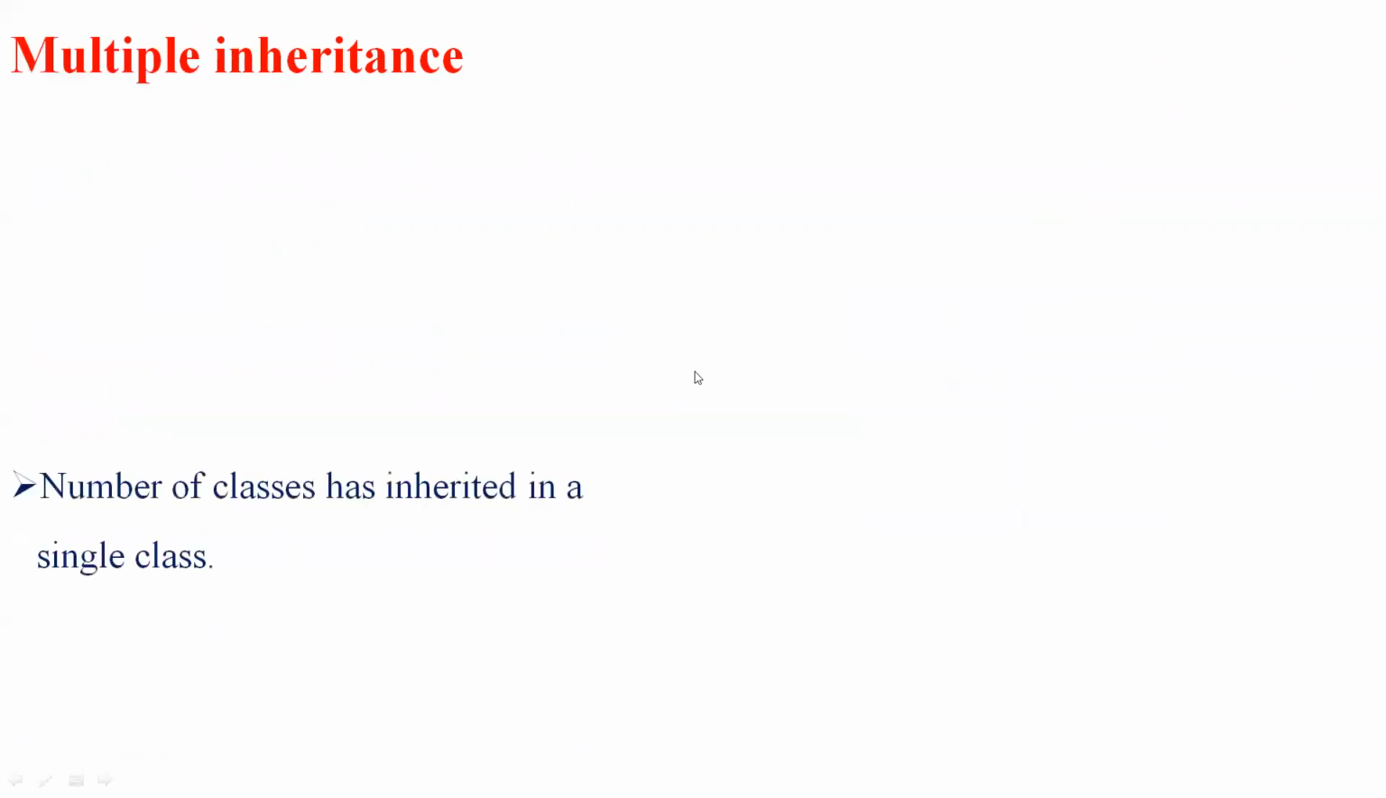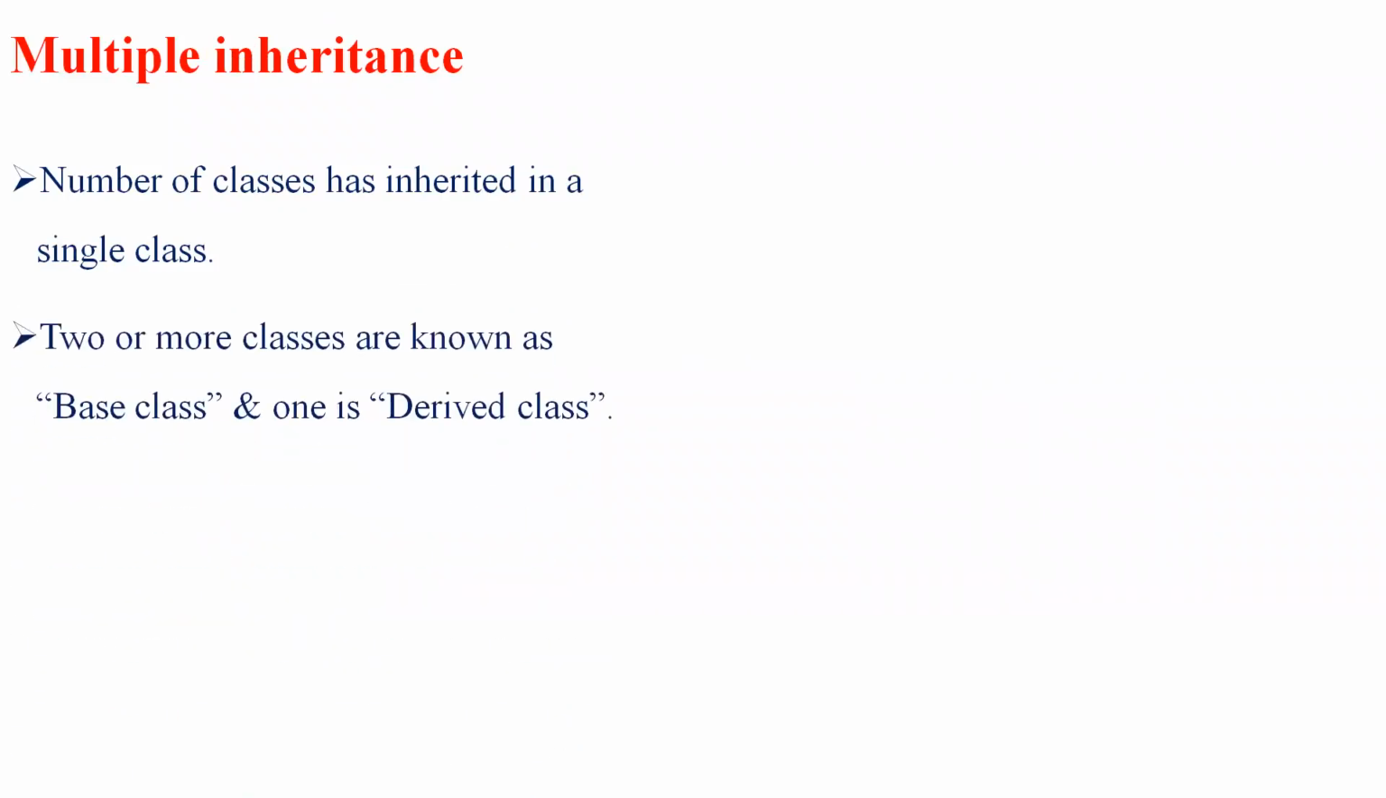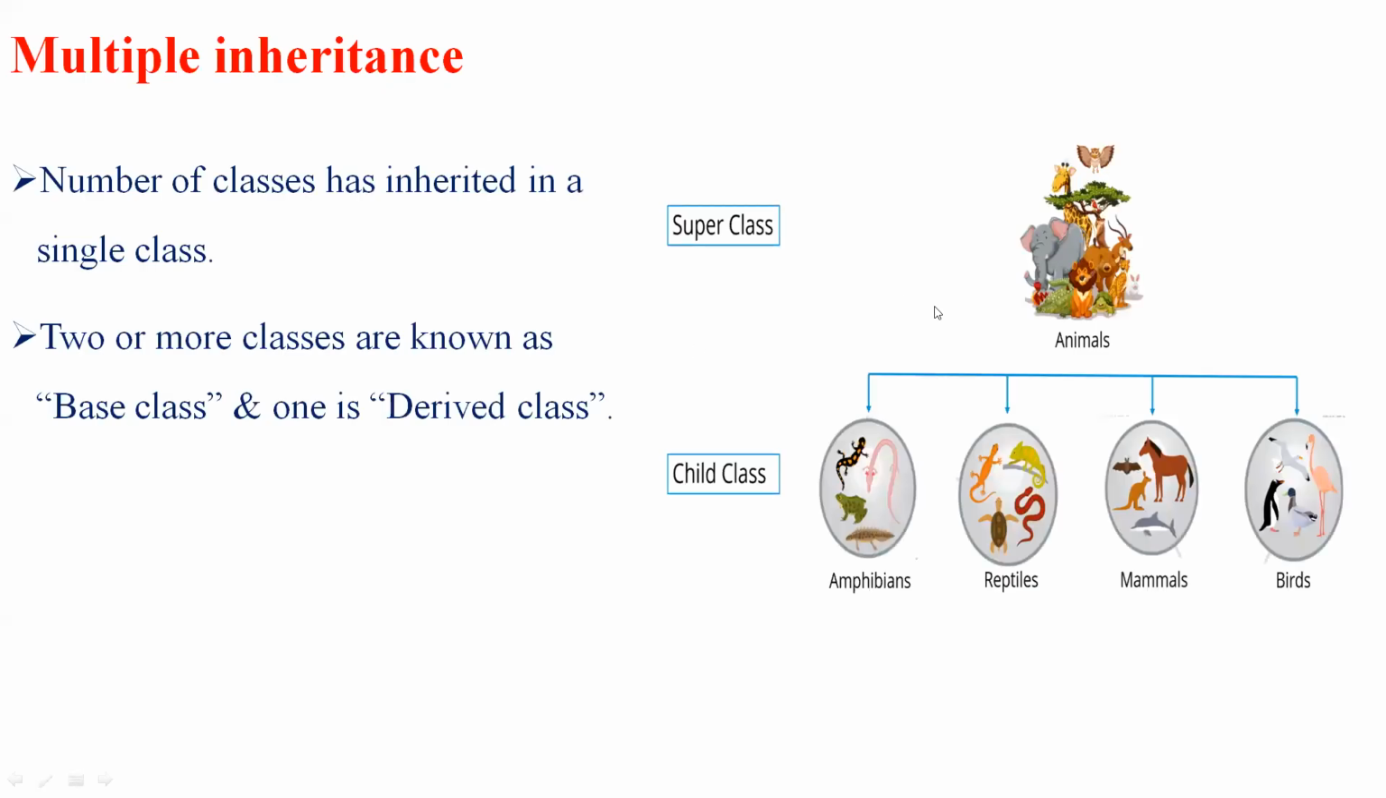Next we have multiple inheritance, where a number of classes are inherited in a single class. A parent class will have n different child classes. As I explained earlier, here I have a single parent class, animal, which will derive a few subclasses like amphibians, reptiles, mammals and birds, all of which come under the class called animal. This is a good example of multiple inheritance.